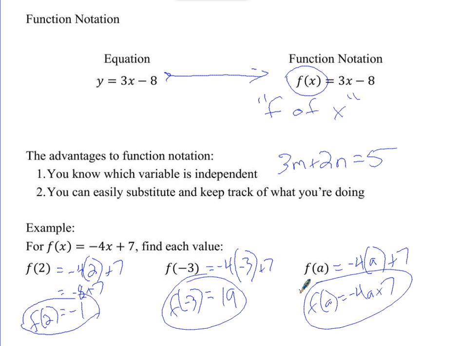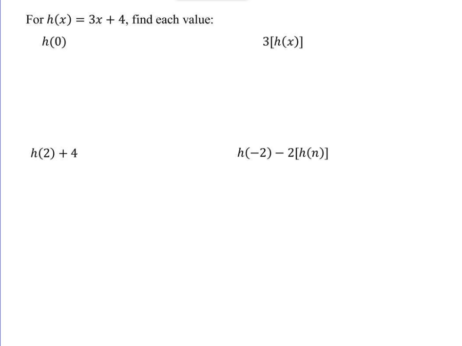You're just substituting in what they're telling you to substitute in right there. Whatever it is, substitute it in, and then simplify it down. So now we have a new function, h of x, this time equals 3x plus 4, and I want to find each value. I think we probably know what to do with h of 0, right? So we plug it in. Okay, so h of 0 equals 4. And that's the answer.